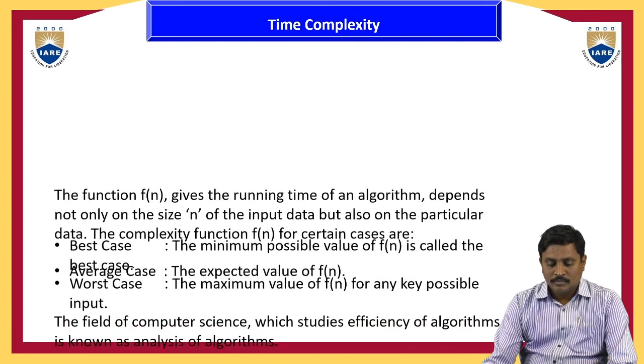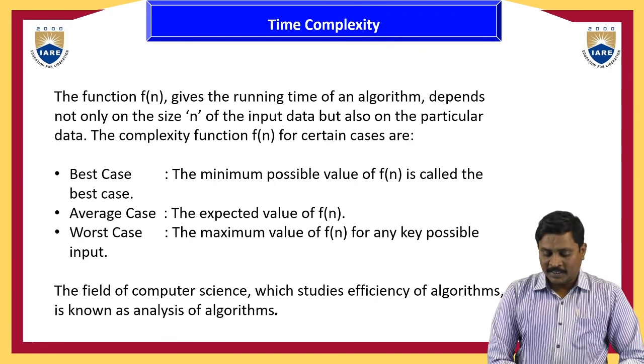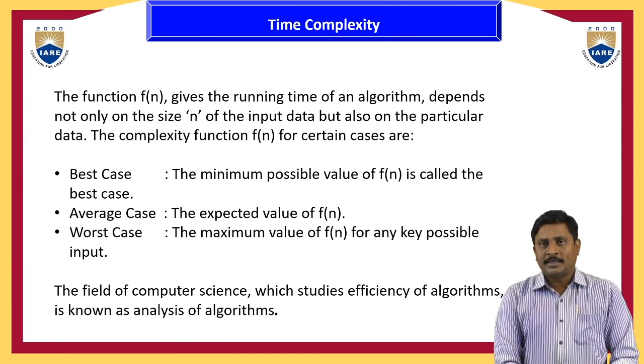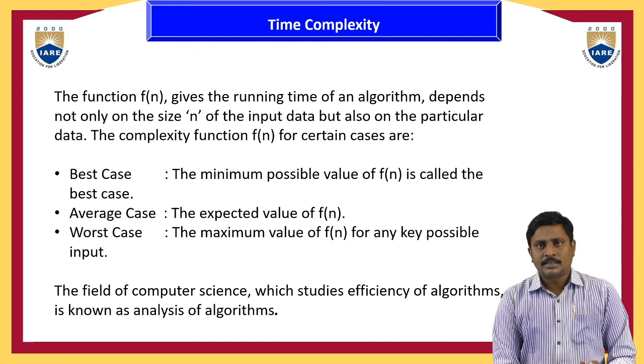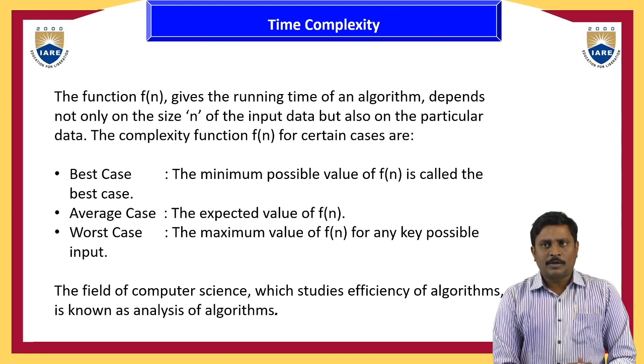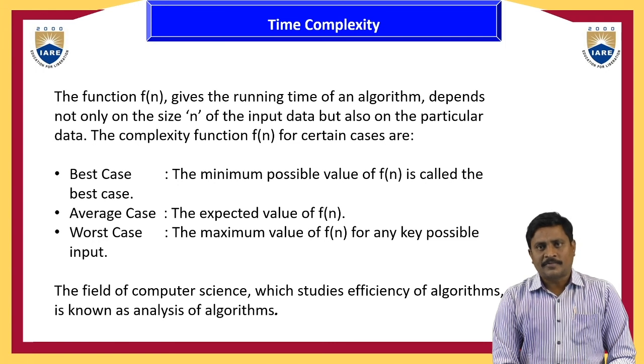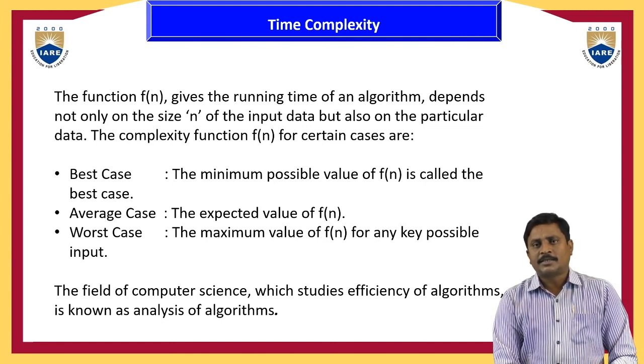Next, the time complexity of any algorithm we represent in three different cases. One is best case, another is average case, third is worst case. Best case means the minimum possible values or the minimum number of steps to find the time complexity or space complexity of the algorithm. Average case means the expected value of f of n. Worst case means the maximum value of f of n, the maximum step count of the function. That is called the worst case complexity of the algorithm.